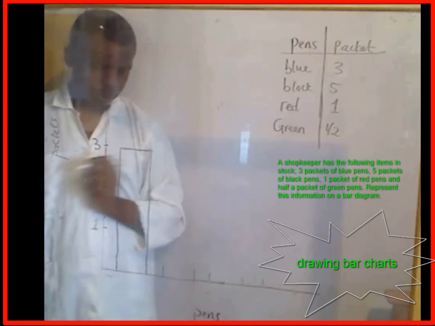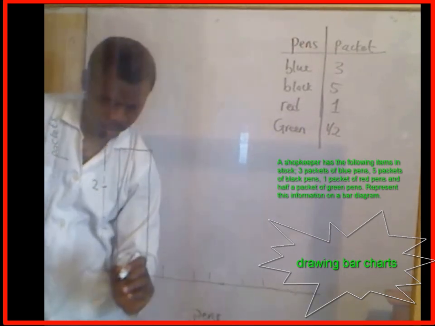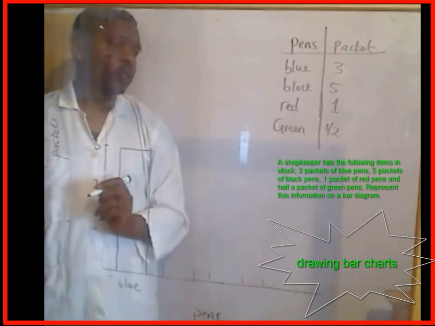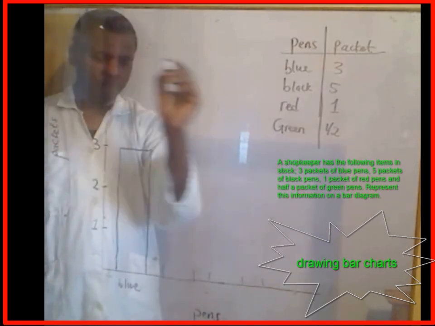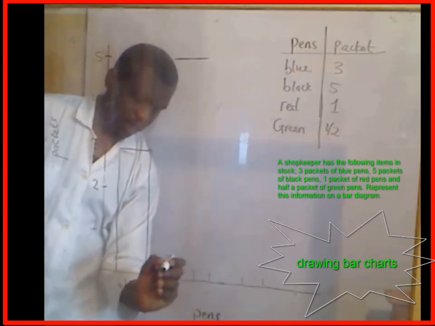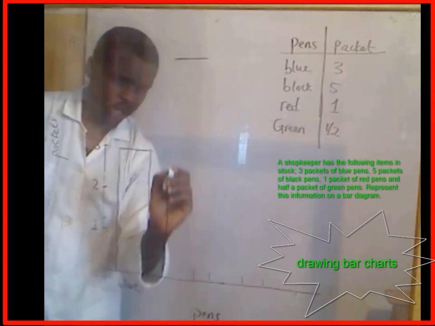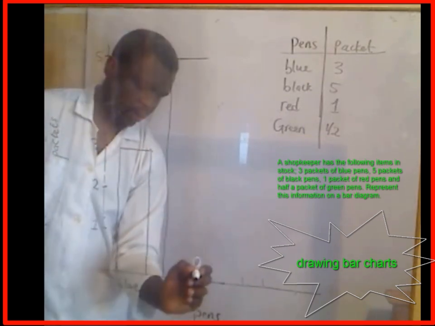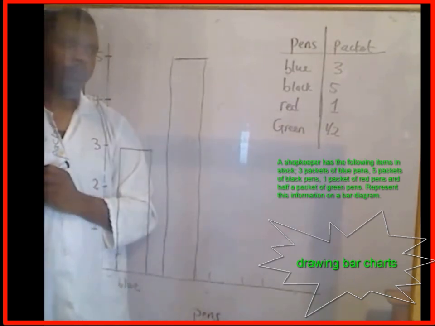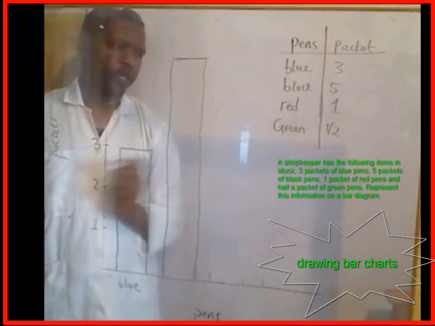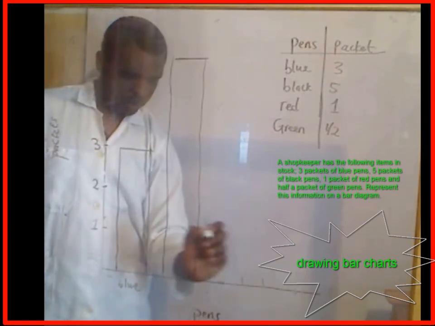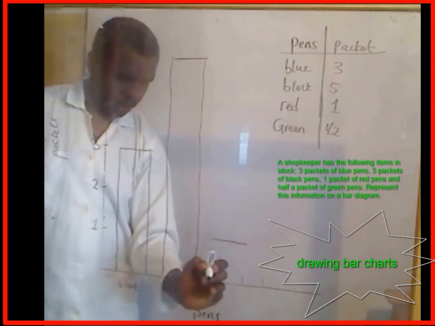I go to the next category, black pens. So this is for blue. There are 5 packets. Come up here, find out there are 5. I just trace a line up there, and then using the ruler, I draw a bar. Go to the next category, red pens. I have 1 packet of red pens. So this will be 1. Then trace from below.